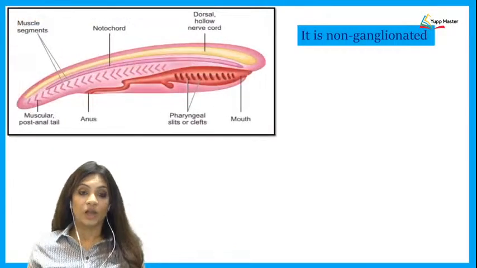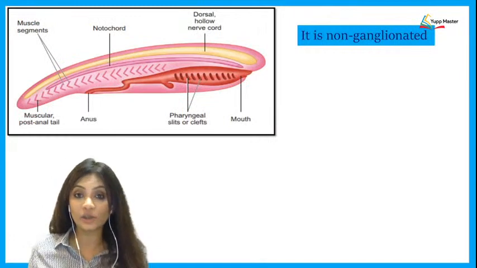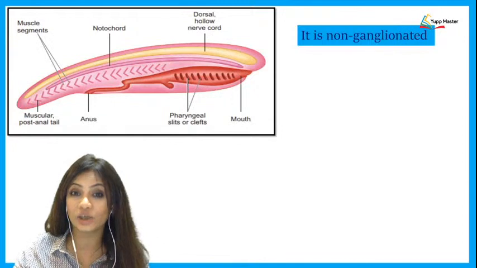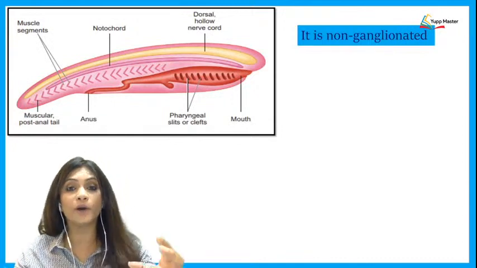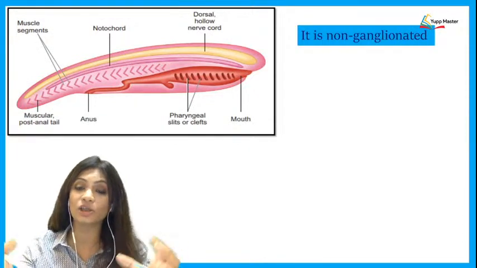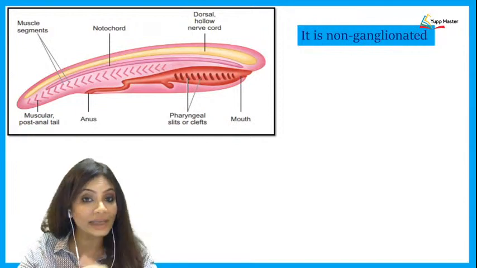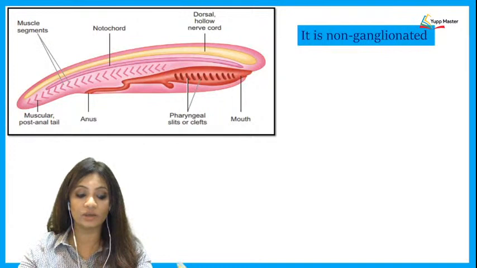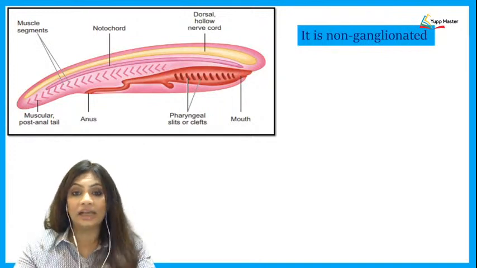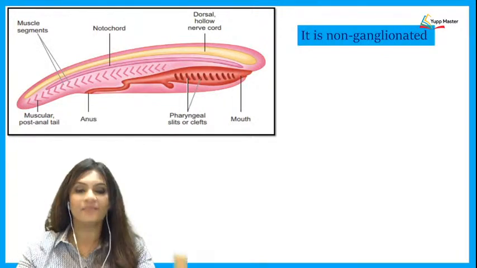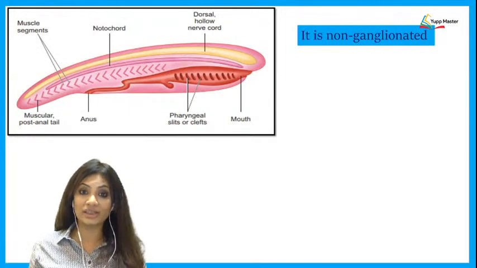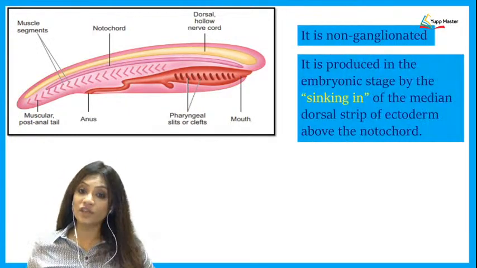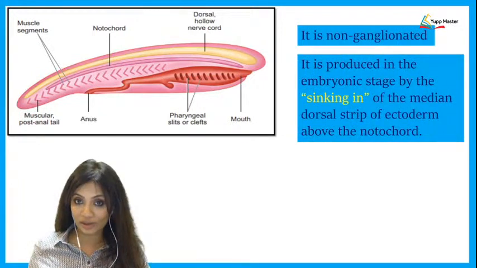Now we see here that it is non-ganglionated. Do you remember what a ganglion was? A ganglion was a group of cytons. Many cytons put together were forming ganglions, right? But here there are not going to be ganglions. So what is going to be there? If ganglions are not present, then naturally there are going to be structures like the brain, right? So first we see that it is non-ganglionated.